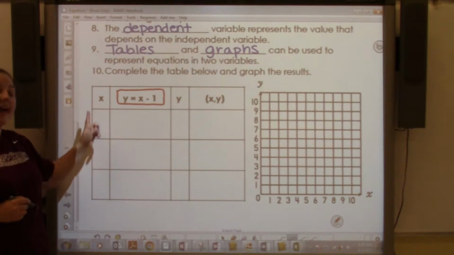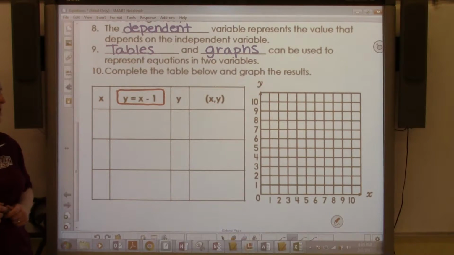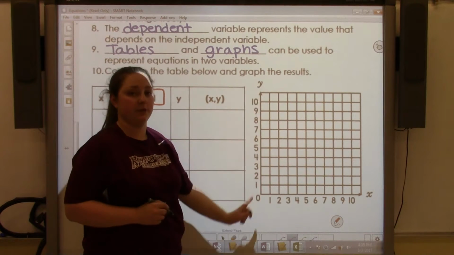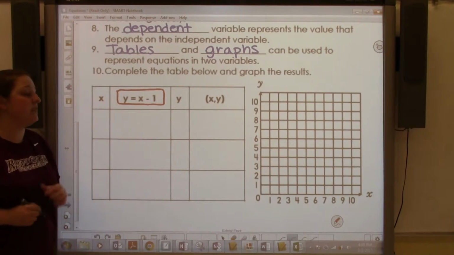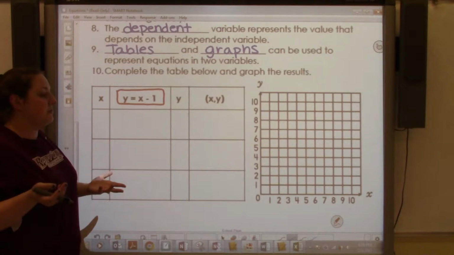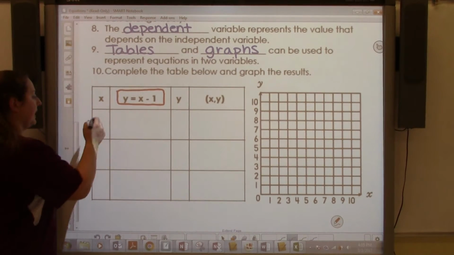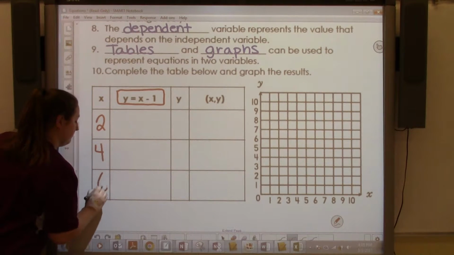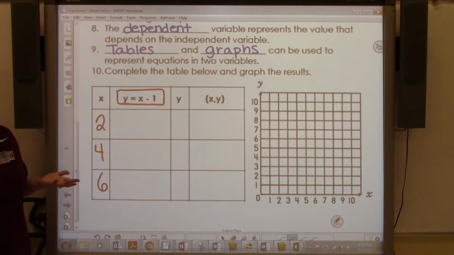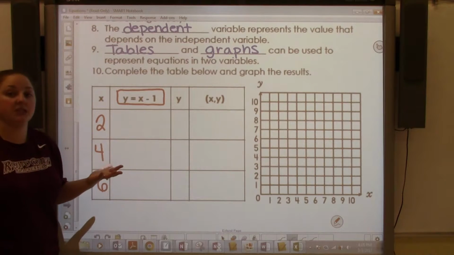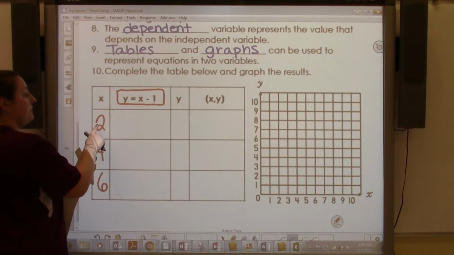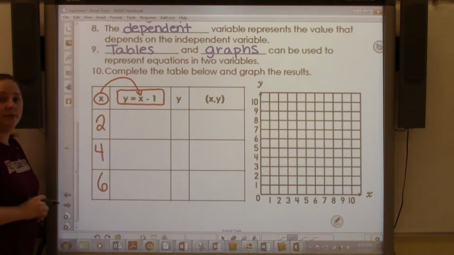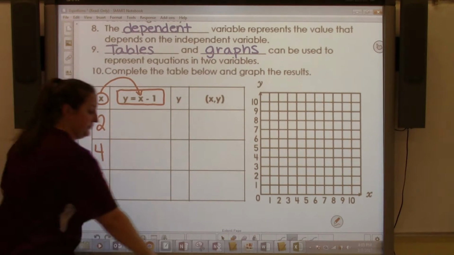We are allowed to pick any x values that we want. Remember, on our graph, the x is horizontal and the y is vertical. We're allowed to pick any ones we want. Why don't we use, how about 2, 4, and 6? It really doesn't matter. You could pick any ones that you would like. All right, so I just picked 2, 4, and 6. Just numbers I felt like using. So in place of my x, I'm going to use these numbers. And that will help me figure out what y is equal to.